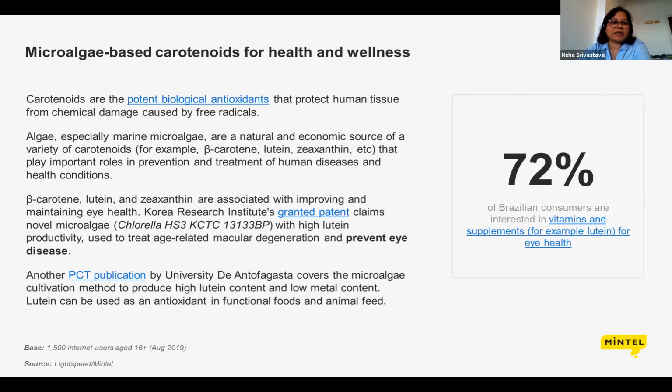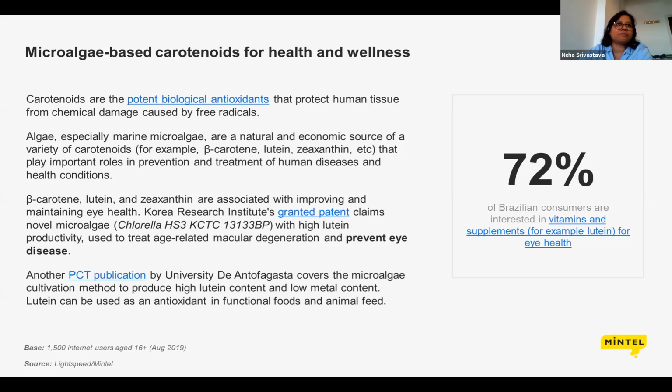So algae has been explored to see whether it contains carotenoids or not, and it has been found that it does. There are some patents which cover improvement of cultivation techniques to improve the production of lutein. In a similar manner, Korea Research Institute has a granted patent which covers a specific microalgae variety which has high lutein productivity, and this lutein can be used in a variety of food, drinks and health supplements to provide eye health benefit.